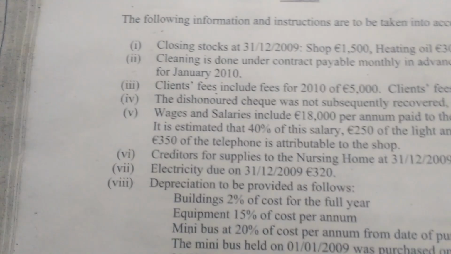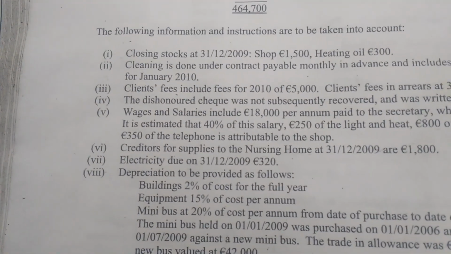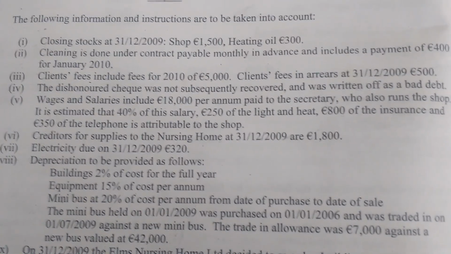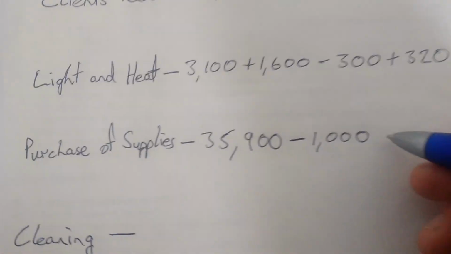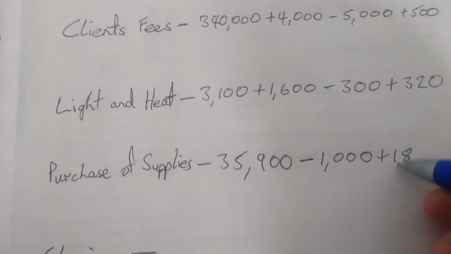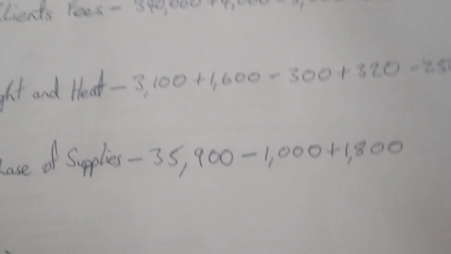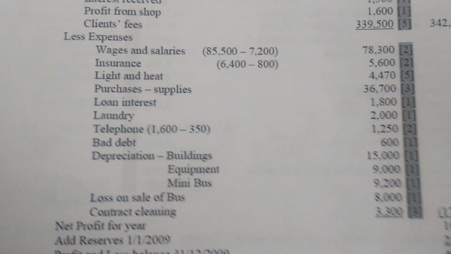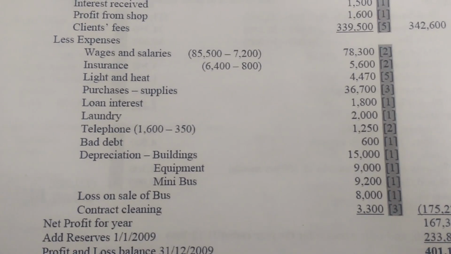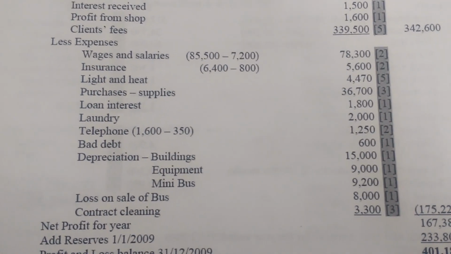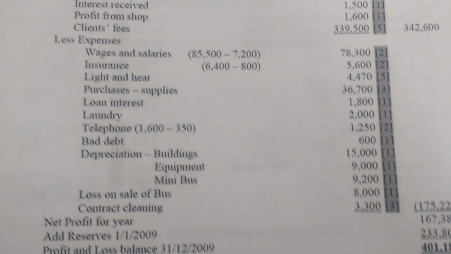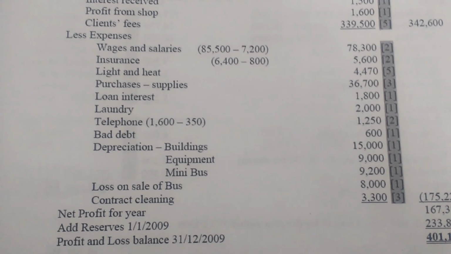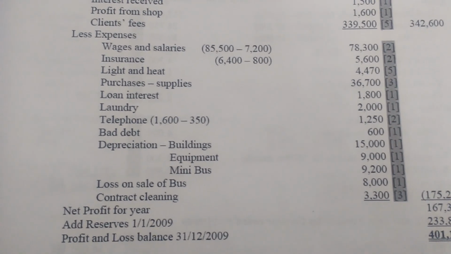Same goes then, we have a look at the end and we see is there any creditors for supplies. There is, part 6 in the nursing home at the end of the year, and it says it's €1,800, so we're going to add that on because that's money that we haven't paid yet for supplies that we bought this year. So it is for this year's period, and that should give us the 36,700 that we have in the less expenses section. Okay. Next thing is loan interest. The loan interest is calculated the same way as the club account, so we'll leave that go. Laundry, 2,000. There's no workings to be done. That's just taken straight from the receipts and payments account.